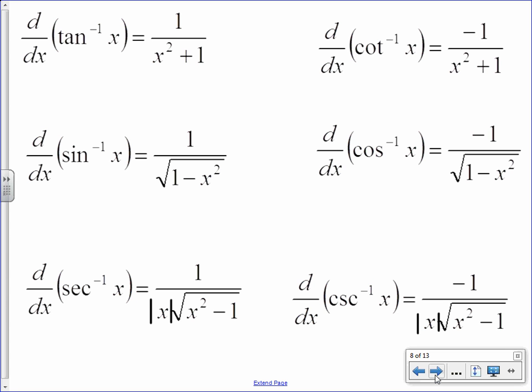As you're writing these down, what do you notice about the ones on the left compared to the ones on the right? Okay, so I've organized them. Can you see? Basically, if you can remember the ones on the left, you can remember the ones on the right because they're just opposite. They're negative.